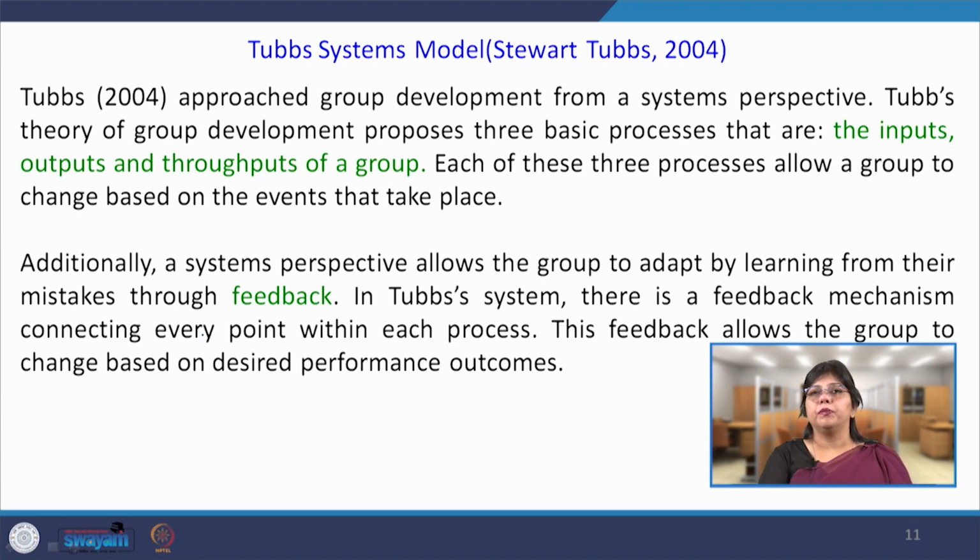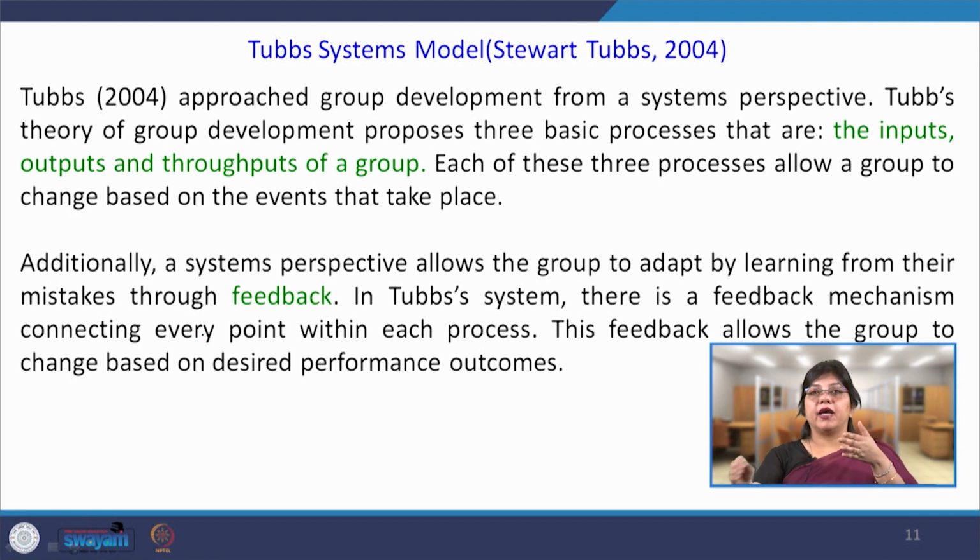The other is Tubbs system model. This is a very new approach given by Stewart Tubbs in 2004, that according to Tubbs, group development should be considered, perceived as a system, not as a process but as a system, and three basic processes are important when we talk about group development. So, according to Tubbs, the input, output and throughputs of the group, all these three elements when worked together lead to some change in the group members that leads to a new formation or development of the group.